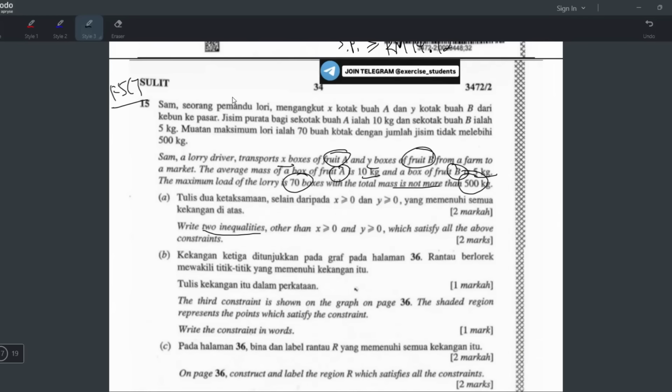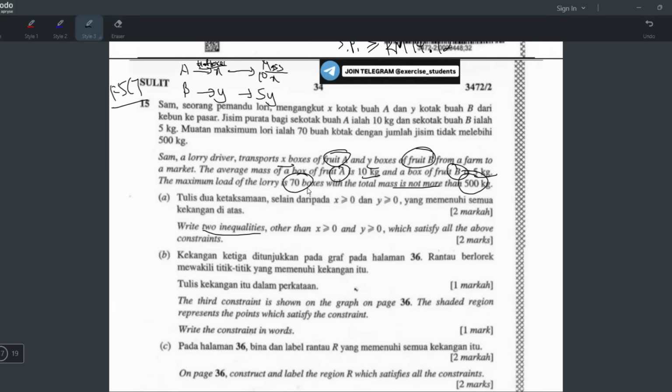So we have fruit A and fruit B. And then fruit A is X, this one is Y, and this one represents the number of boxes. And they also mention something about the mass, right? One box, dia punya one box A punya mass is 10 kilo, so we have to darab with X lah. Kalau ada X box, kalau fruit B punya box mass 5 kilo, but you have to darab with Y because you have Y box, and this is the total mass, the load.